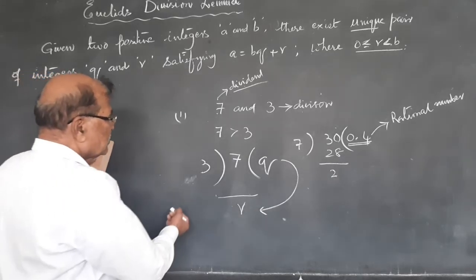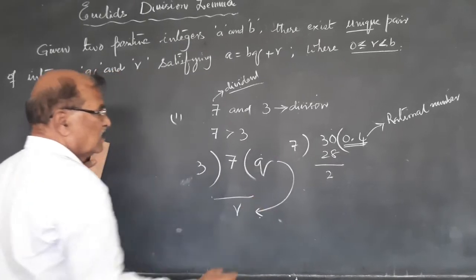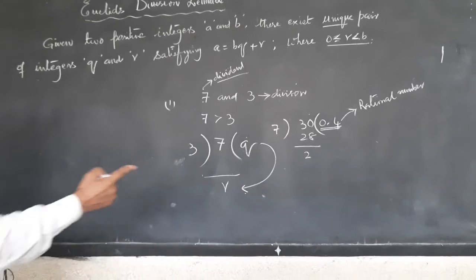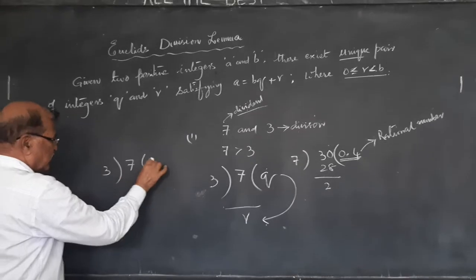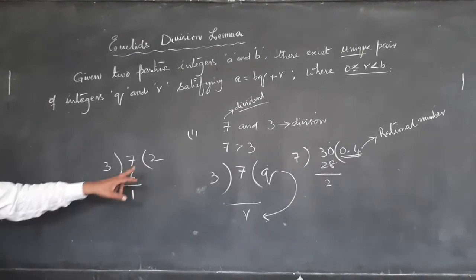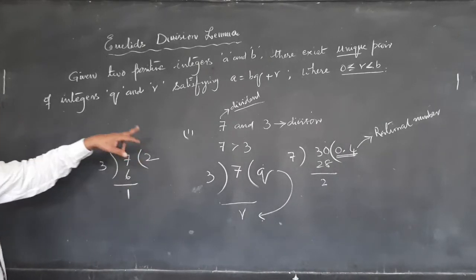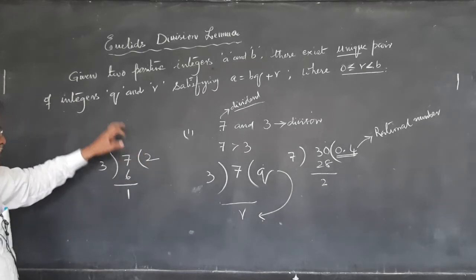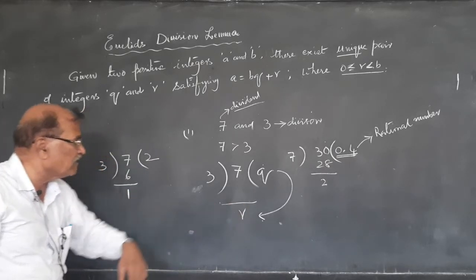In this dividend, divisor, quotient and remainder, there lies a relation. Let us see now. 7 is divided by 3, 3 2s are 6, the remainder is 1. What is the quotient here? 2. It is represented by the letter Q, Q-U-O-T-I-E-N-T. Remainder is very familiar, we represent it by R.